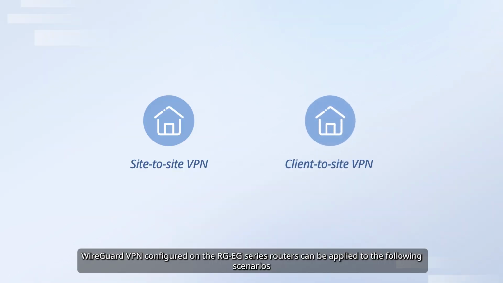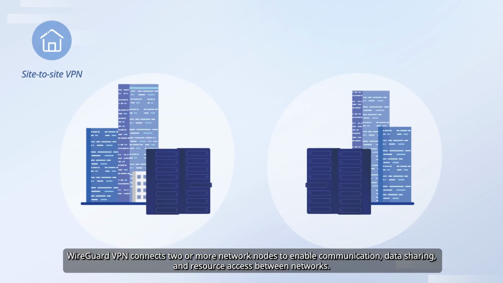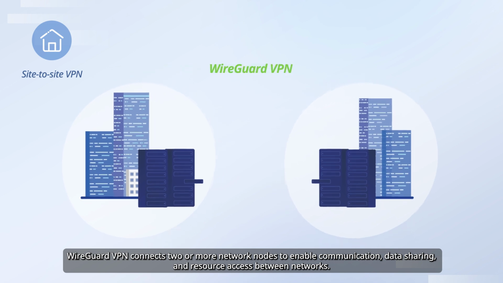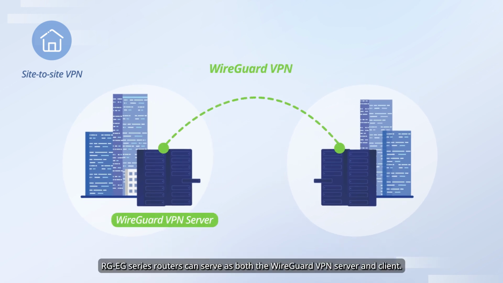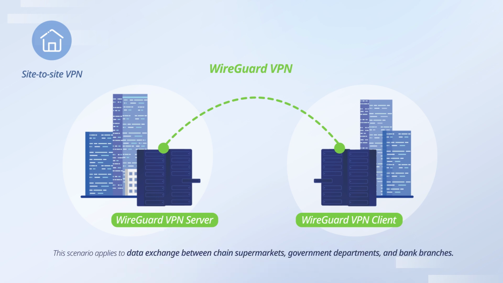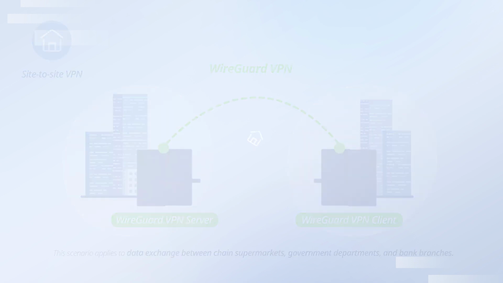WireGuard VPN configured on the RG-EG series routers can be applied to the following scenarios. Site-to-site VPN. WireGuard VPN connects two or more network nodes to enable communication, data sharing, and resource access between networks. In this deployment scenario, RG-EG series routers can serve as both the WireGuard VPN server and client. This scenario applies to data exchange between chain supermarkets, government departments, and bank branches.